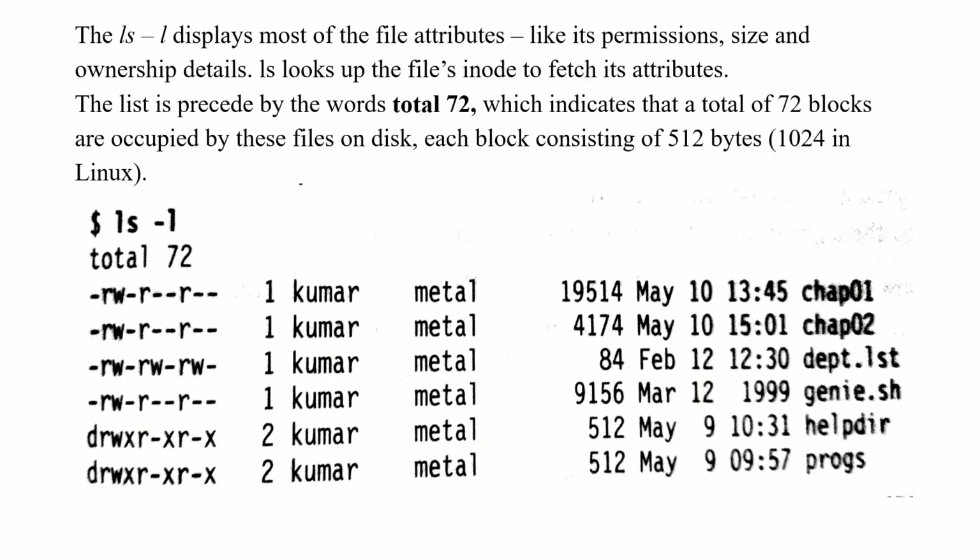Here is one more example for the ls -l command. It is a textbook example. Here ls -l displays most of the file attributes like permissions, size and ownership details. ls looks up the file's inode to fetch its attributes. The list is preceded by the words total 72, which indicates that a total of 72 blocks are occupied by these files on disk. Each block consists of 512 bytes in Unix, 1024 bytes in Linux.